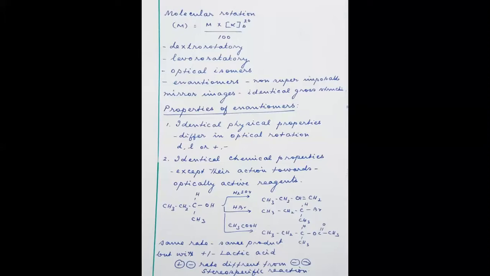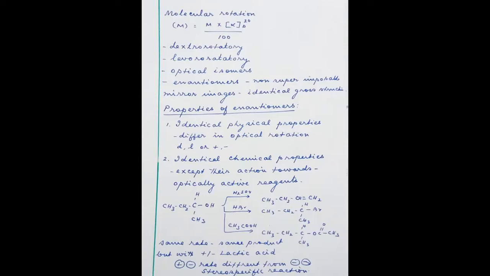And also the rate of the reaction is the same. Everything is reacting at the same rate. So same product and the same rate of formation of the product. So this means that chemically we are not able to make any difference between the enantiomers. But enantiomers show a difference only in the turning of the plane polarized light either towards right or towards left. All other physical properties and chemical properties are found to be the same.